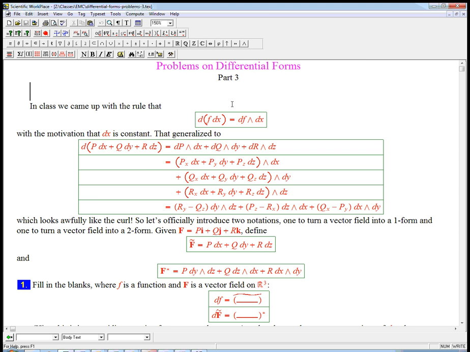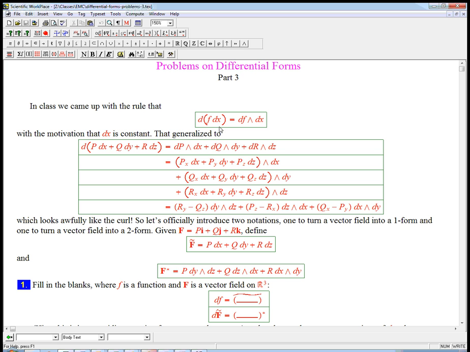We did in class kind of an investigation version of what I did in the previous video, and in particular the key thing was that if you have f times dx, we thought it was a pretty reasonable rule to just say, let's take df and then wedge that with dx.